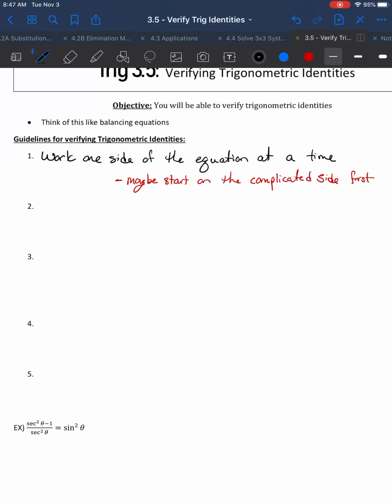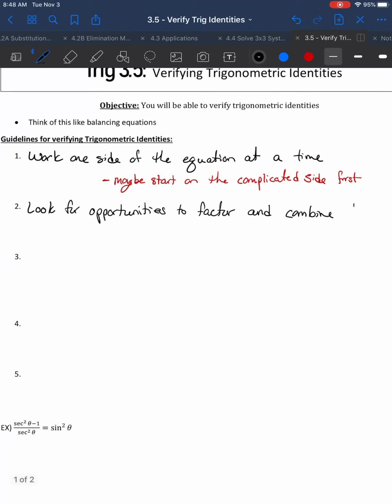Always be looking for opportunities to factor or add and subtract fractions, okay? Now, the advantage to factoring or combining fractions is that the majority of the time, factoring and combining fractions will lead you to an identity, okay? Which brings me to number 3. Use your identities.